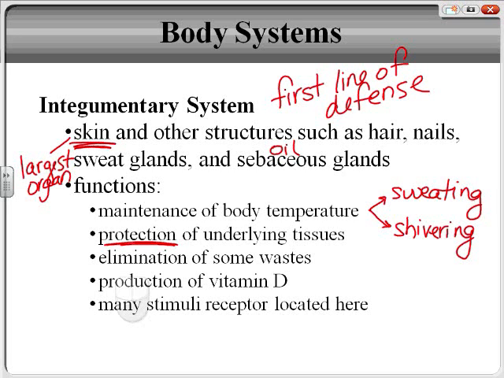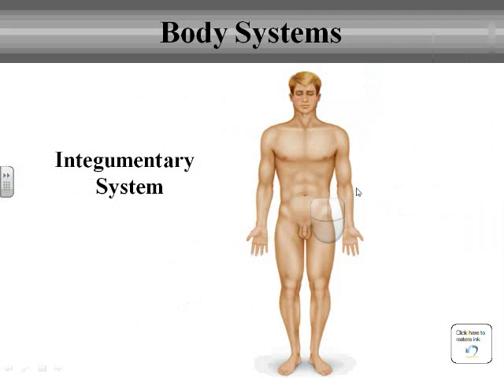Many of your receptors are located here. Obviously, tactile receptors for touch and pressure, and thermoreceptors, being able to receive temperature input. So there are all these different receptors, nerve endings, that are often going to be located in your integumentary system. So here's a picture of the integumentary system and what it is that we're talking about. We're really just talking about the overlying skin, the hair, the nails, and such.